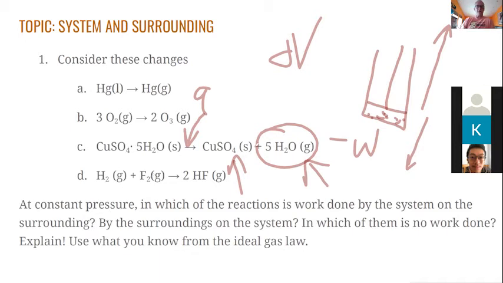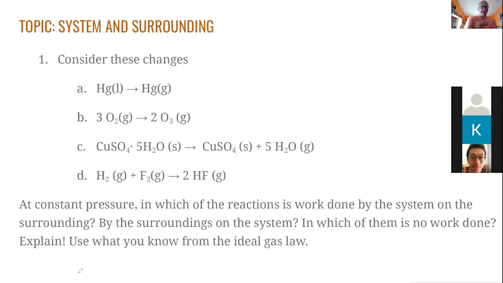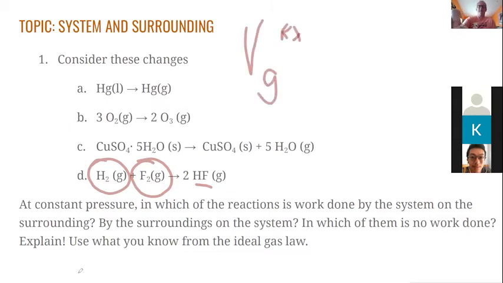So let's look at this last one. So in this one, I've got hydrogen and I've got fluorine. And what am I making? What do we call that? Hydrogen fluoride? Mm-hmm, exactly, hydrogen fluoride. So have a look at that and tell me whether the volume of gas in the reactants is more or less than the volume of gas in the products.